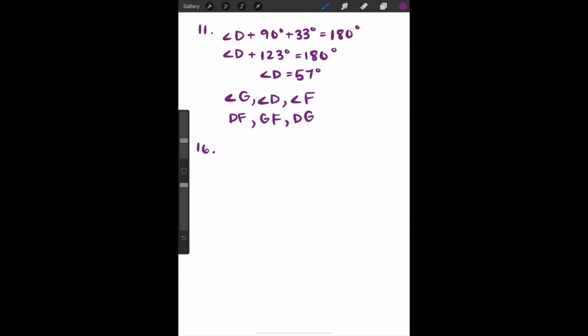Moving on to number 16, I'm using the triangle inequality theorem to decide if these side lengths can be side lengths of a triangle. So I need the sum of two sides to be bigger than the other side. So I'm going to try every combination. There are 3 different ones to make sure that two sides added together are always bigger than the last side.